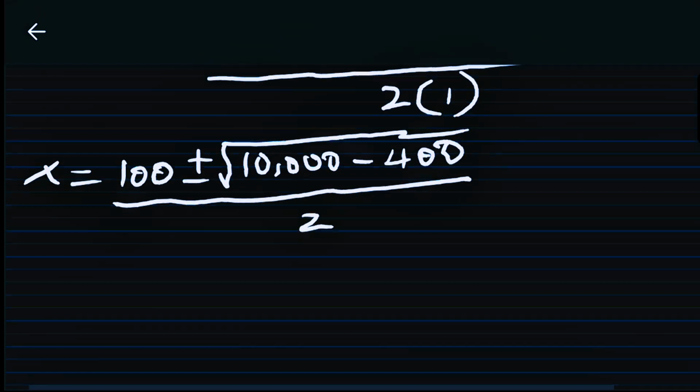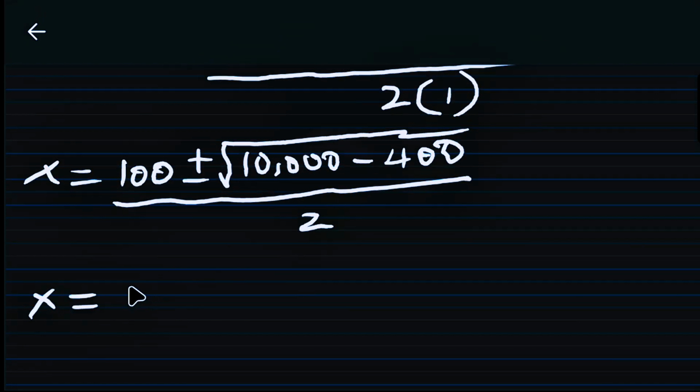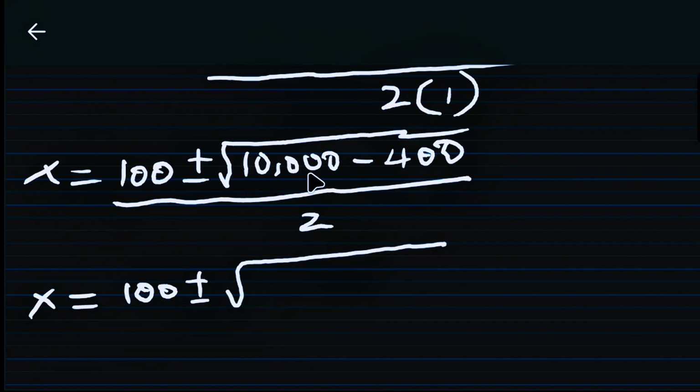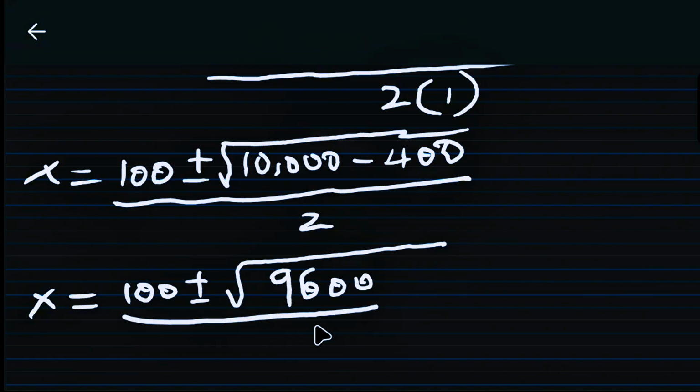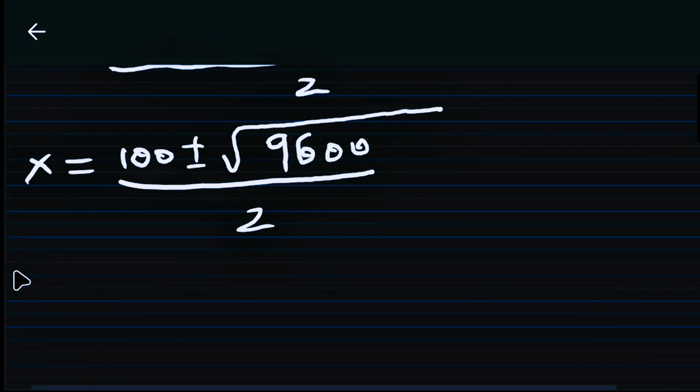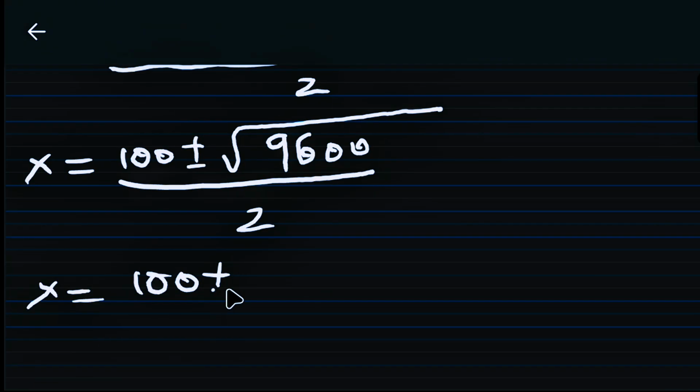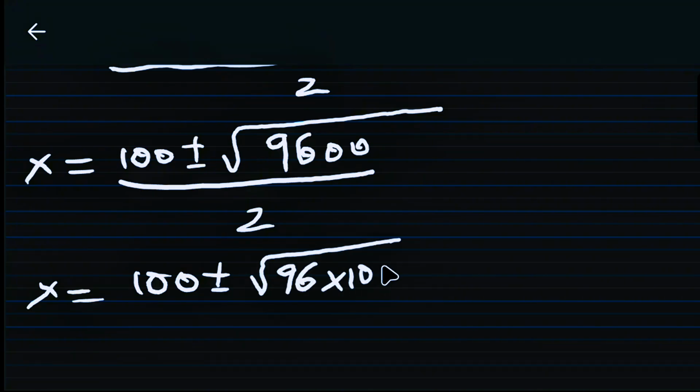Okay, so from here, x will be equal to 100 plus or minus square root of 10,000 minus 400, which will give us 9,600. Now from here we are going to have this divided by 2. So let's continue. x here will be equal to 100 plus or minus square root of 96 multiplied by 100. Okay, then we'll divide by 2.